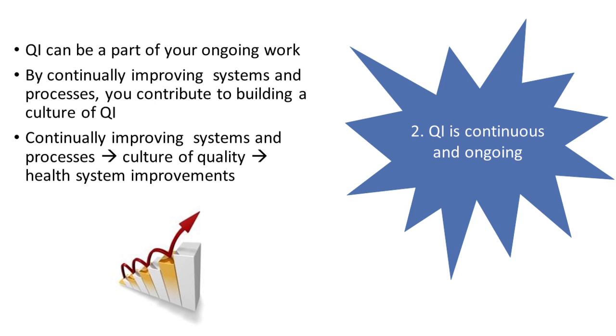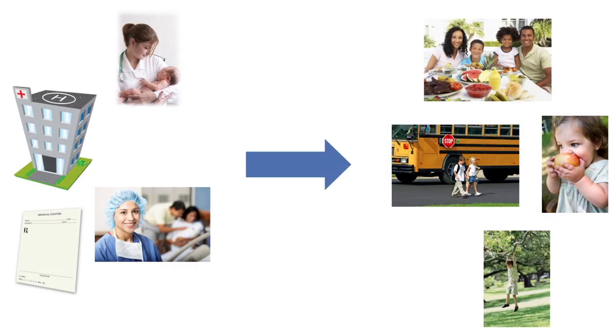QI is continuous and ongoing. Since QI can be used to improve any process, big or small, it can integrate well into your daily work. By working to improve one or more processes that are part of your job, you contribute to making QI a way of life in your workplace. Continually improving processes translates to building a culture of quality, which in turn leads to improvements in the healthcare system. These healthcare improvements, when scaled up, lead to improvements in population health.